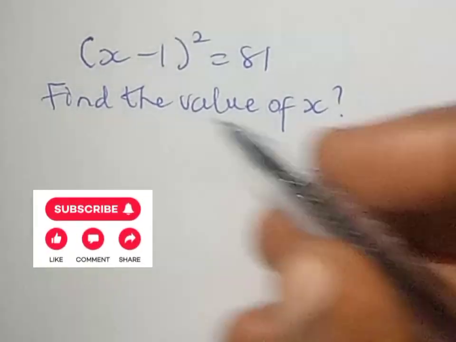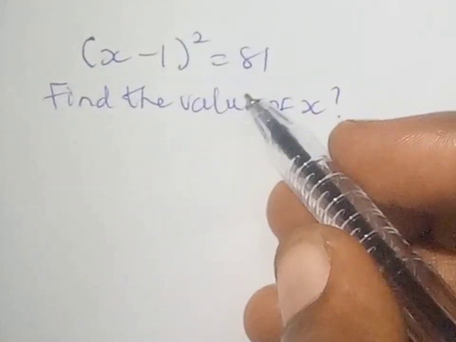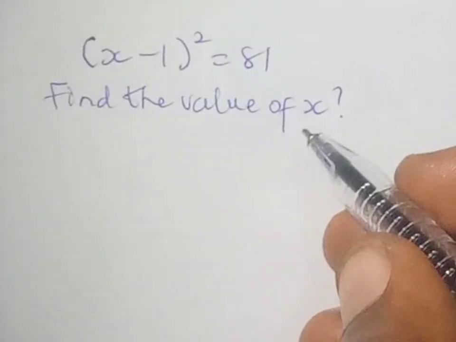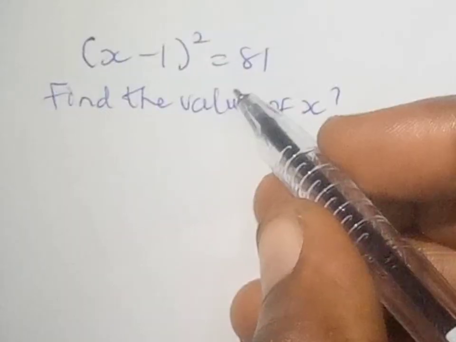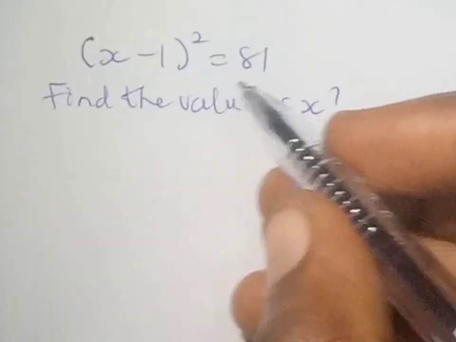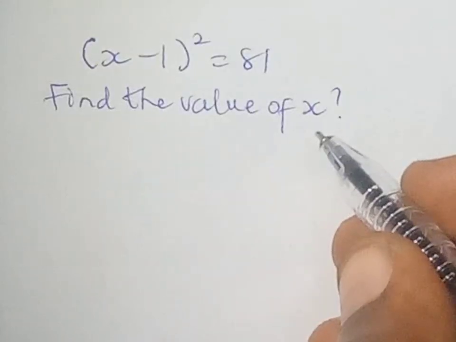Hello everyone. Today's challenge looks easy, but there's a small trick that causes many people to lose marks in exams. Now let's take a look at the question before us, which says (x − 1)² = 81. Find the value of x.